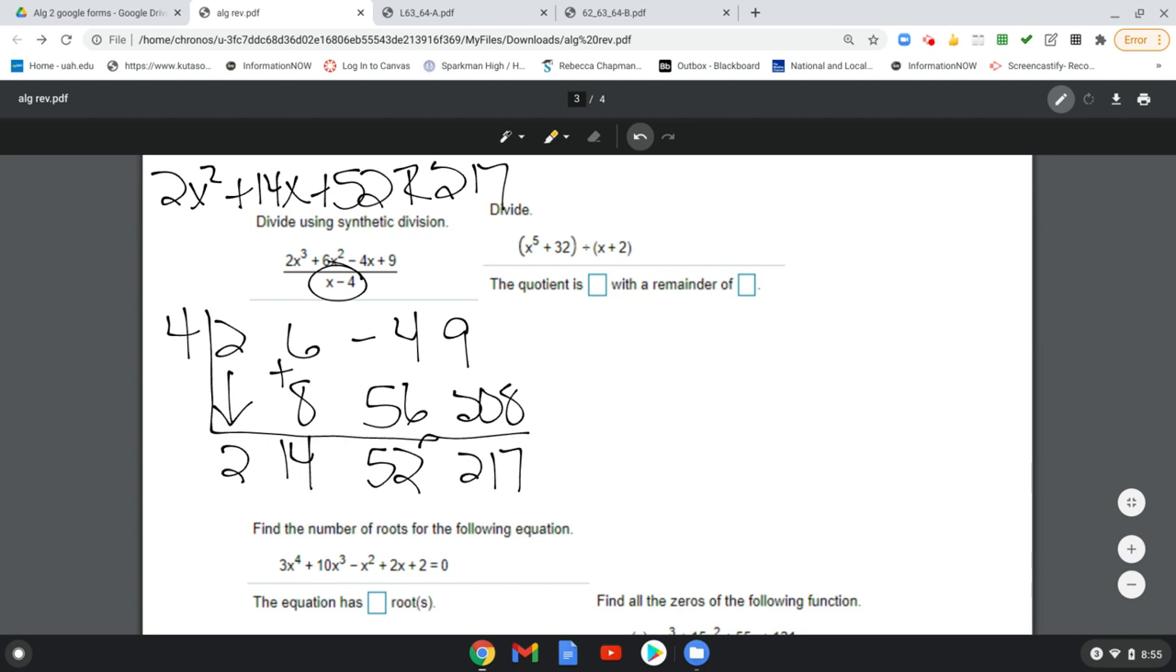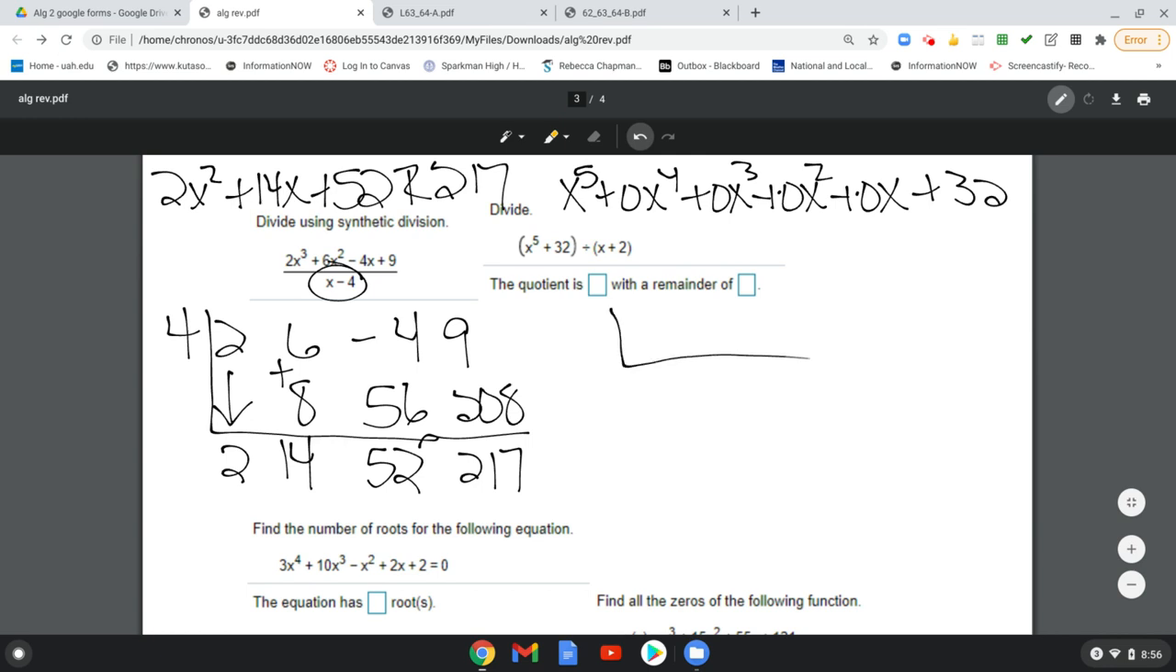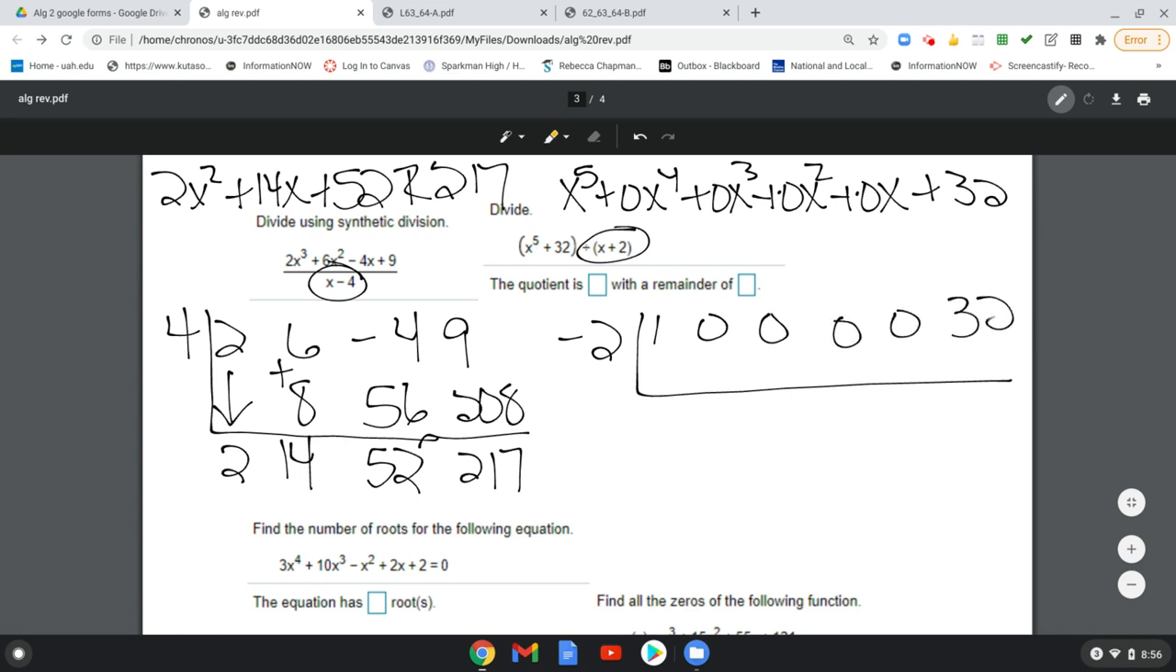In the next problem, x to the 5th plus 32, I have a lot of missing terms. I have to fill in a lot of stuff. I need a 0x to the 4th. I need a 0x to the 3rd. I need a 0x squared. I need a 0x, and then I have no constant term. So I have a lot of zeros that I have to fill in before I can do my synthetic division. So I'm going to put a -2 out in front, because remember, you always divide by the opposite of what you see. So I have 1, 2, 3, 4 zeros that I had to fill in.